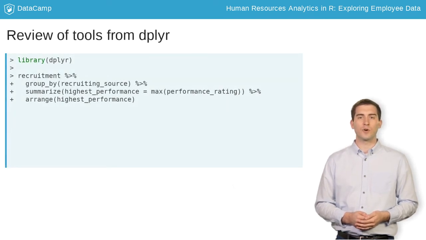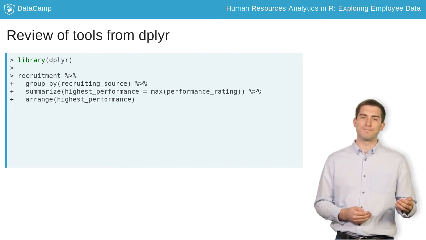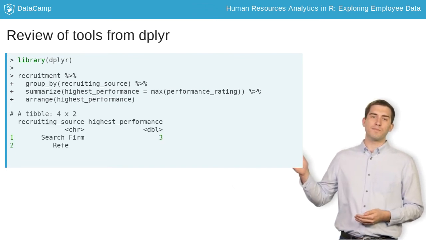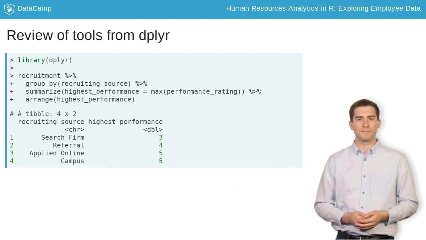The analysis in this course will build on the tools introduced in the introductory course on the tidyverse. These functions fit nicely into the pattern of identifying groups with group by and summarizing information about those groups with summarize. In this example, you can see that group by is used to split the recruitment data into groups, and then summarize is used to apply a function, the maximum of a performance rating, to each recruiting source. Arrange is used to sort the result by highest performance.